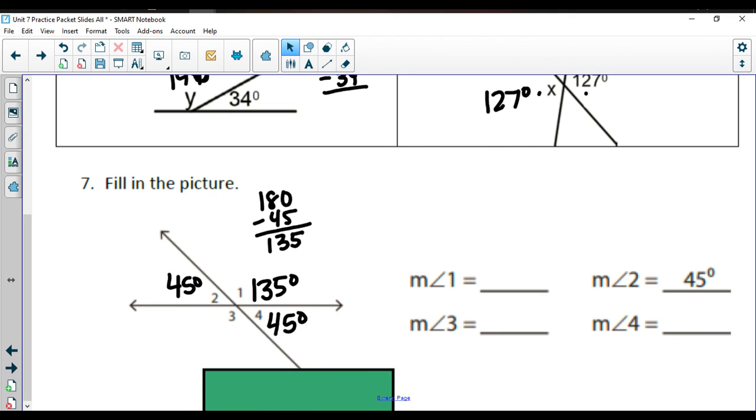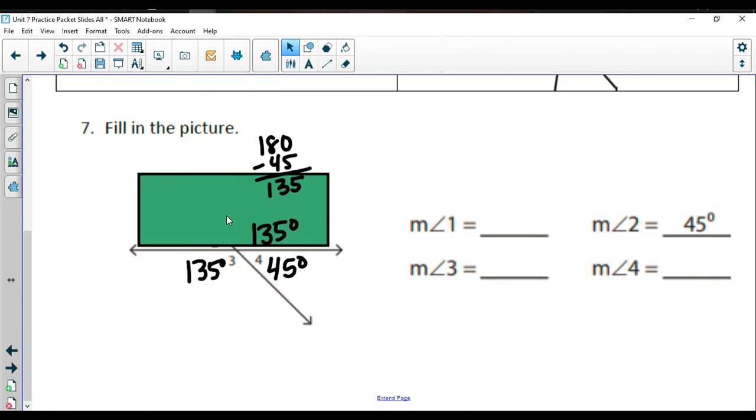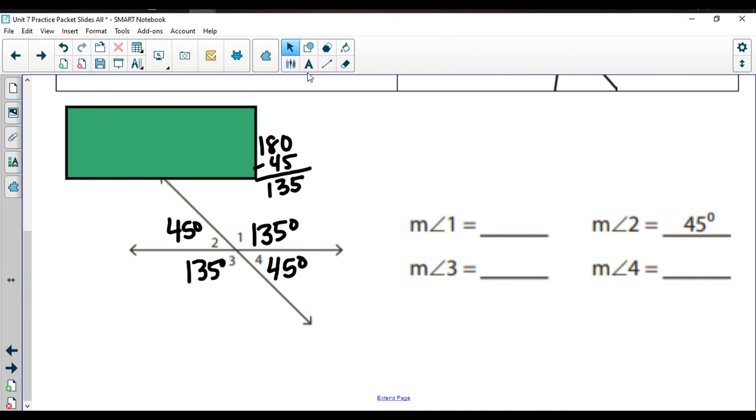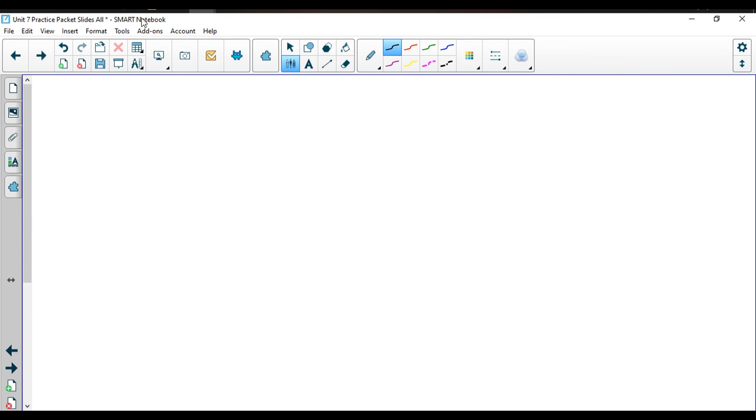And moving that little rectangle out of the way, 1 and 3 are verticals, which means they are going to be equal to each other. Or I could have actually moved the box back up here, covered up those parts, and realized that they are a linear pair down there as well. So filling this in, 1 is 135 degrees, 3 is 135 degrees, and angle 4 is 45 degrees then. And that is it for 7.1 practice packet.